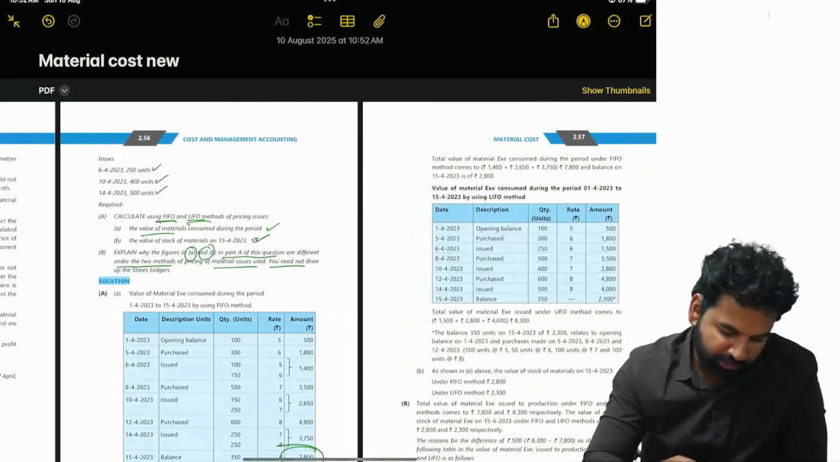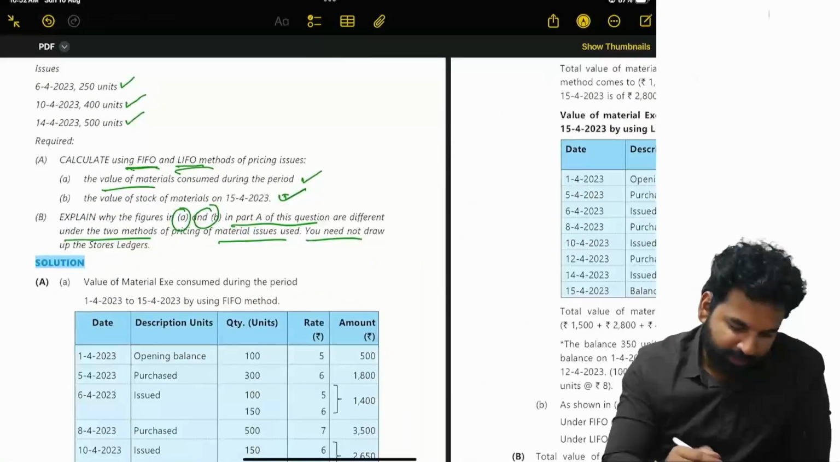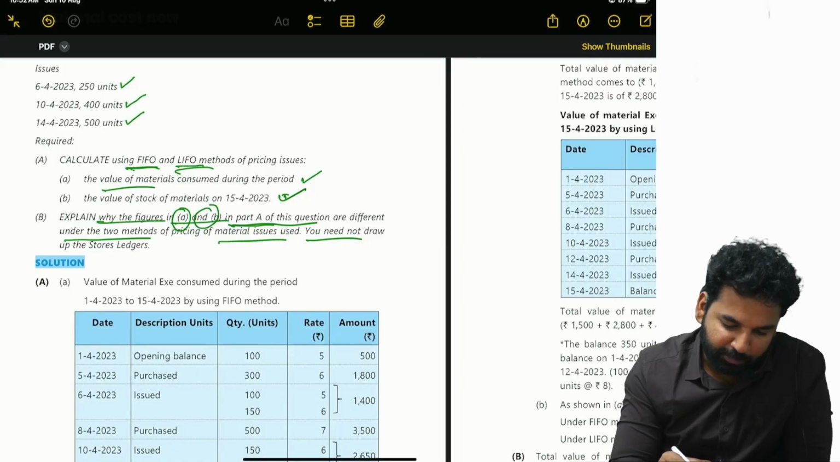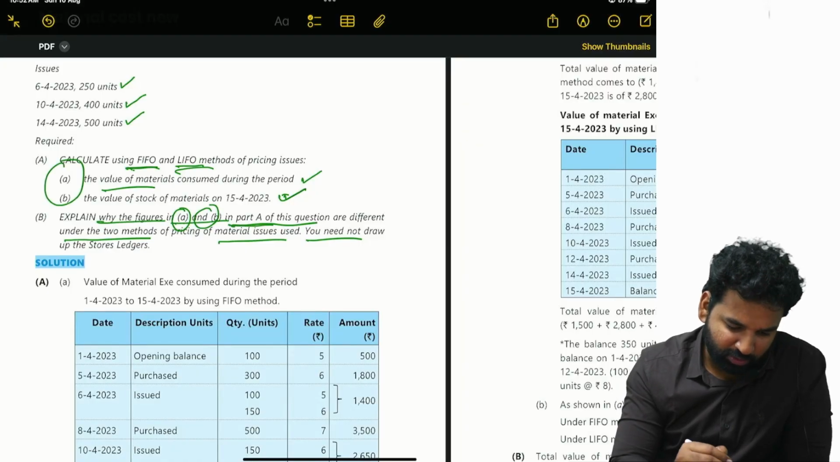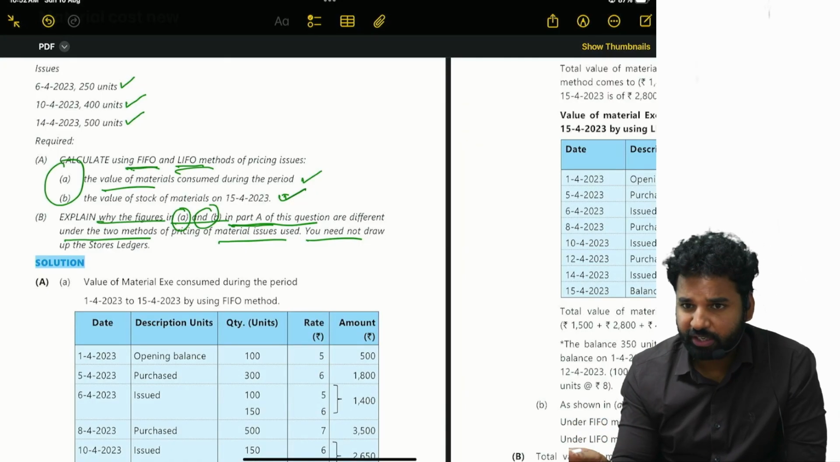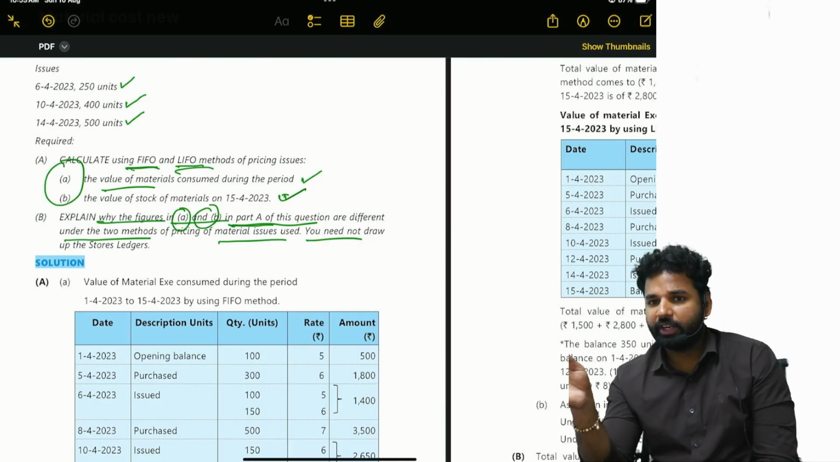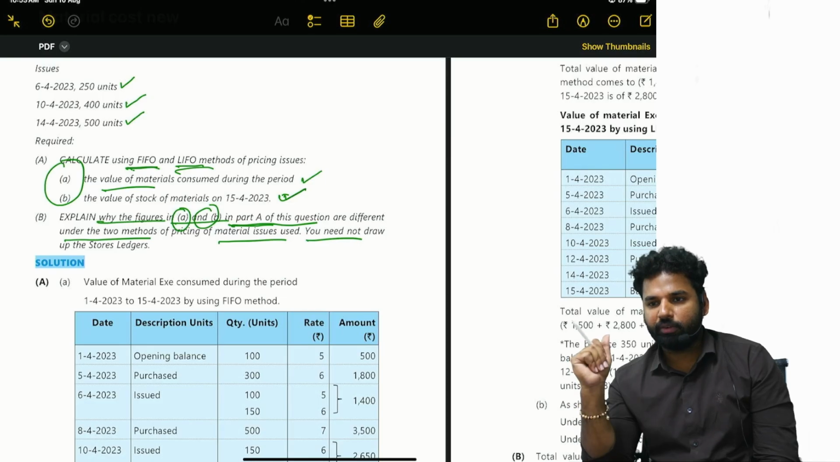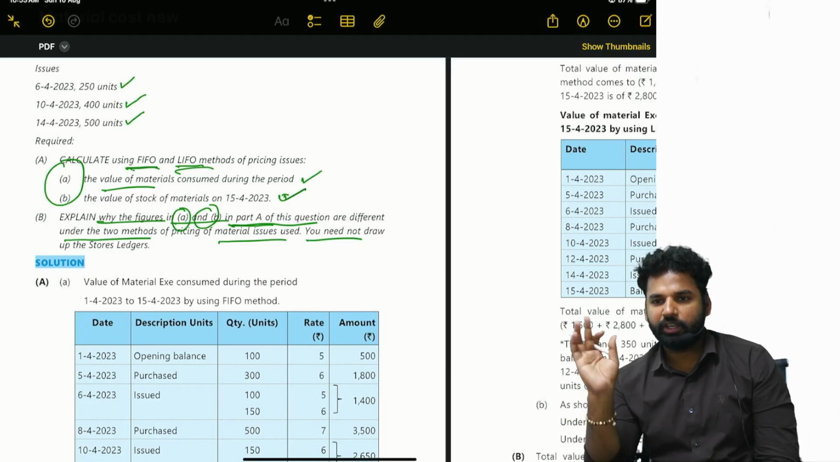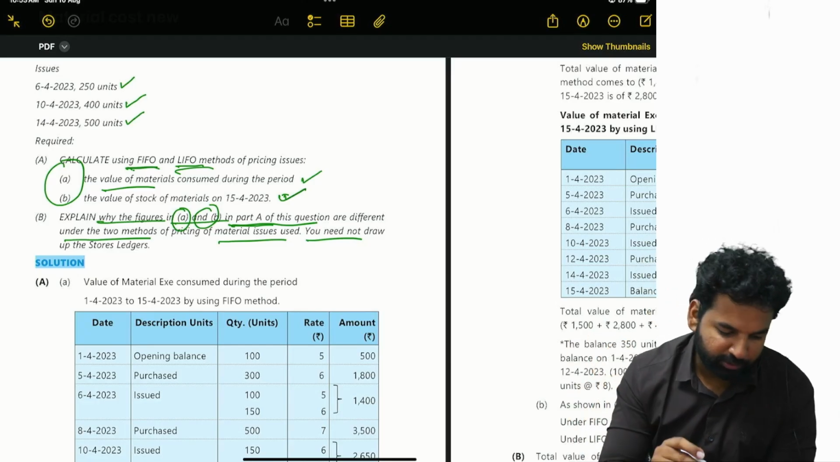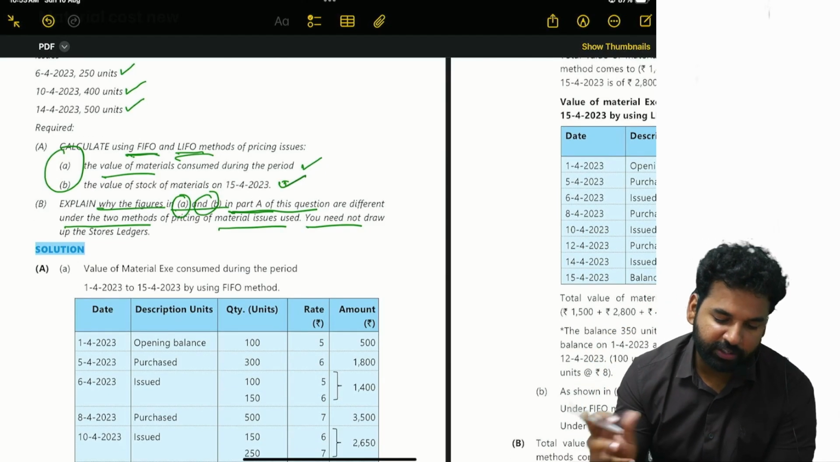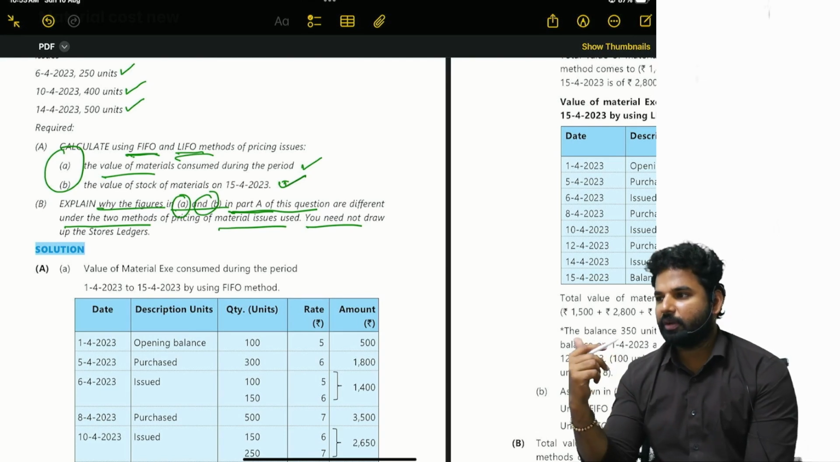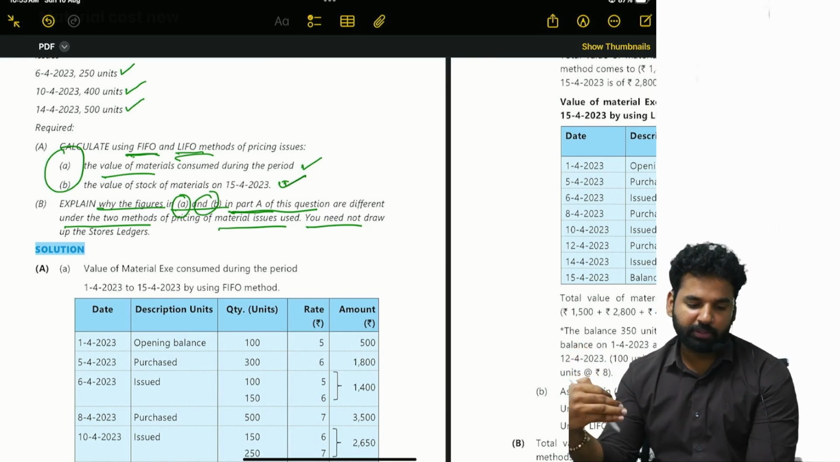Here in the question, they are asking us to explain why the figures in A and B in part A, the results which we are getting, differ. Material cost of 8300 and closing stock of 2300 under the LIFO method. Under the FIFO method, the results are 7800 and closing stock 2800. So why is the difference between A and B coming?